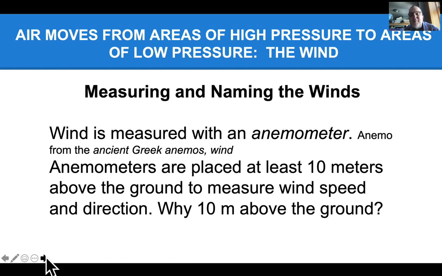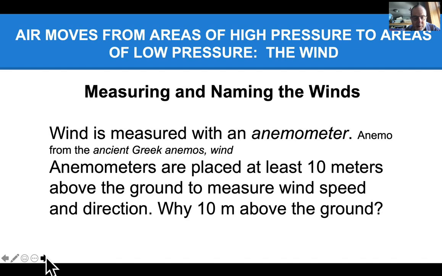Now, why 10 meters above the ground? Well, if you put your anemometer right on the ground, the wind is coming in contact with the surface of the Earth. That contact creates friction. That friction changes the wind speed. So, you always want to have your anemometer up above the ground high enough so that friction is not a factor in your measurement.